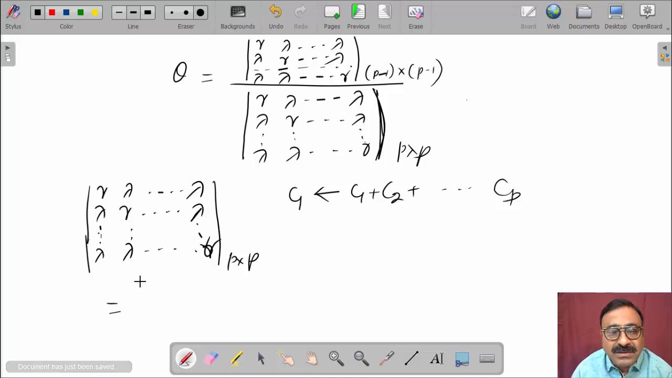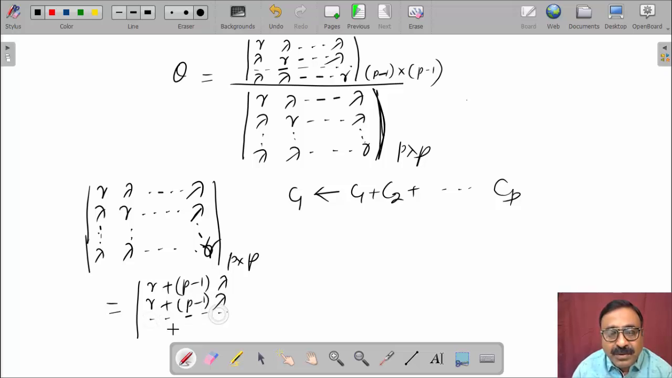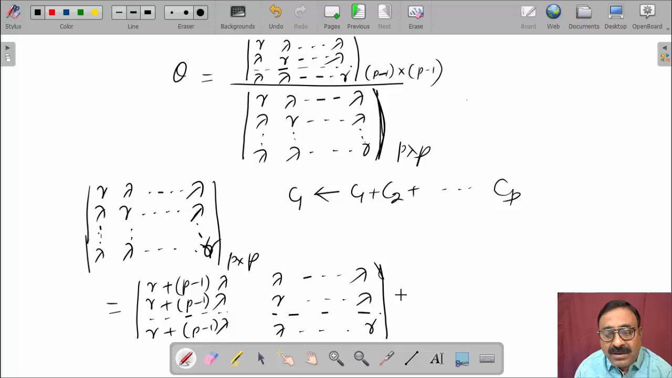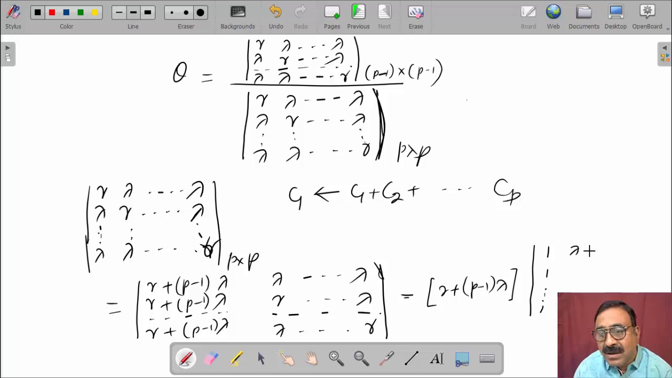Now this will be equal to R plus P minus 1 into lambda in the first column, and the remaining columns are unchanged, with R on the diagonal and lambda elsewhere. Taking R plus P minus 1 lambda common, we have a first column of 1s, then R, and all other elements are lambda.